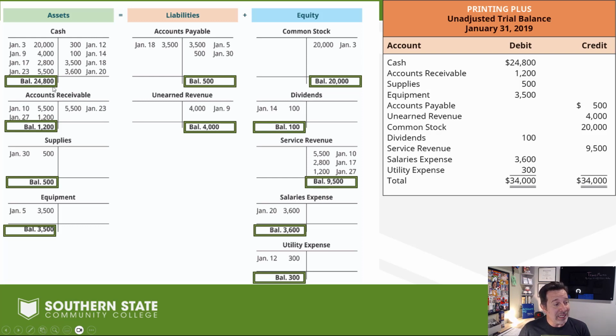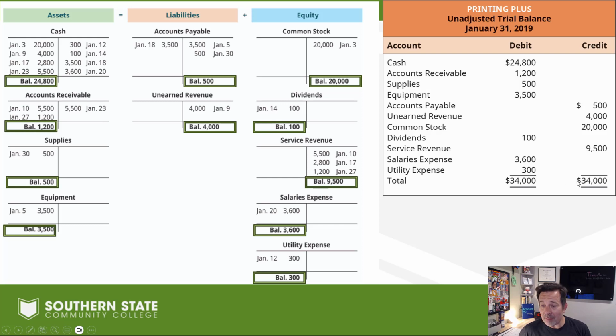So, what's going on? We take these ending balances and we plug them into the trial balance. Easy as that. That's all we're doing. You'll notice my asset accounts are all debit balances, and we plug them in on the debit side. We don't flip them around. Liabilities, we've got two credit balances. Common stock, credit balance. Dividends is a debit balance. Revenue, credit. And our expenses are debit balances.